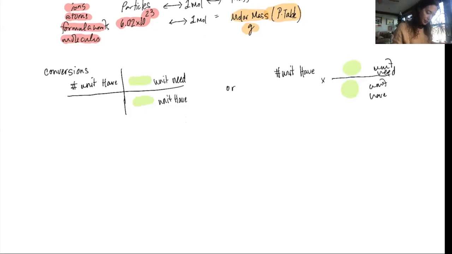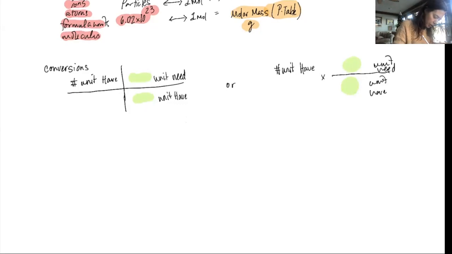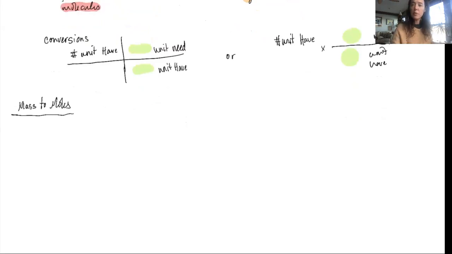So let's look at an example. We are going to go from mass to moles. What does that mean? That means you're given grams and you're asked for moles. Super simple. So we're going to highlight that. This is mass to moles.